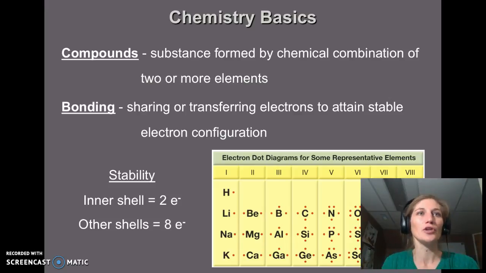Again, the inner shell has 2 electrons, and once it has those 2, it's completely full. The outer shells will have 8 electrons, and then they are full. When the valence shells are full, the atom is going to be stable. When they are not full, the atom is going to want to find a way to fill that extra valence shell, and that happens through a process of bonding.